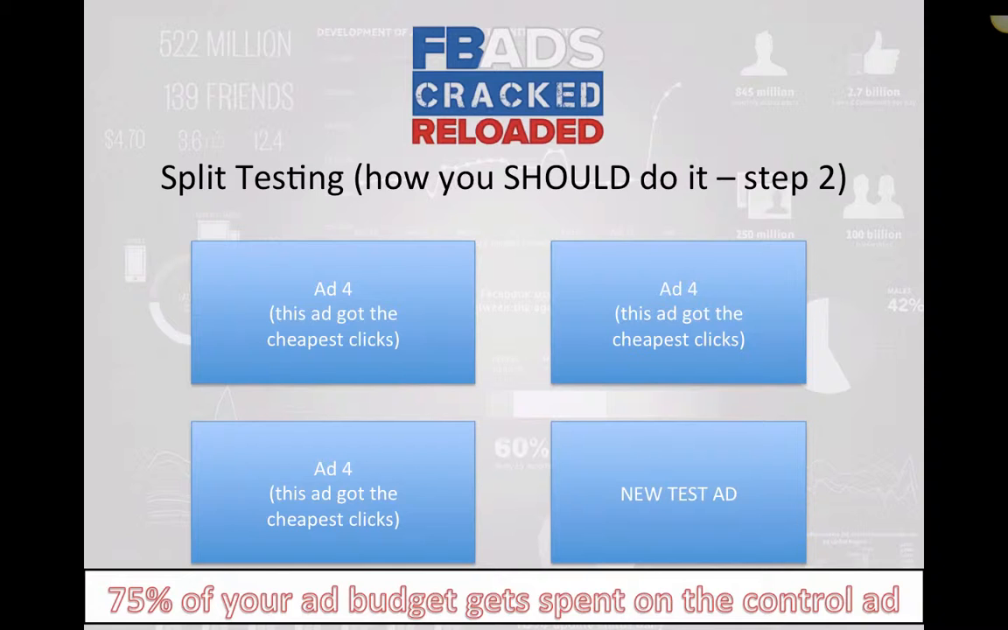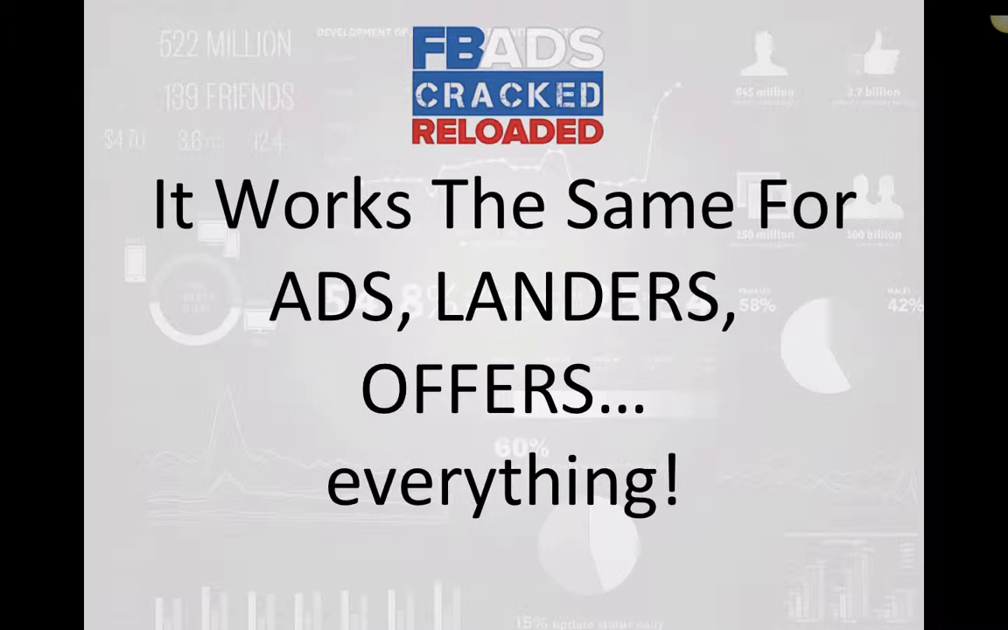That's what you spent money finding. Then test with 25% of your budget instead of 75, finding a new ad. Clone those campaigns and then test with the new interest, or test with the new photo, or the new lander. Switch things out and test them that way, okay? So it works the same for landers, ads, offers, it works the same for everything.